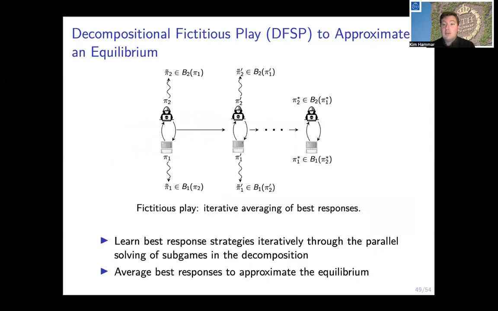Finally, so we have seen now that we can solve and find best responses in the game very efficiently thanks to the decomposition and parallelization. But in the end, what we want to find is an equilibrium of the game. And to do that, we're going to use a very traditional approach called fictitious play, where we essentially iteratively compute best response strategies using the method we saw. And then we store those strategies in buffers and take the averages of those buffers. And those averages will, in the limit, converge towards an equilibrium point.